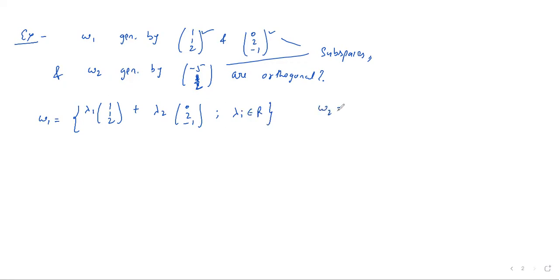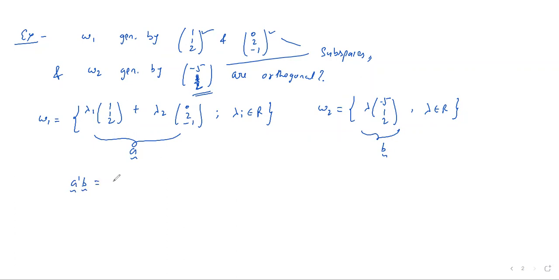Similarly for the W2 subspace, every vector in W2 can be written as a linear combination of this vector, because this is the generating set of the subspace. So it can be written as lambda times (minus 5, 1, 2), where lambda belongs to R. So these are my two subspaces, and every vector in them can be written as a linear combination of these vectors. Let's say I am considering this as A and this as B. We have considered these two vectors, so let's find out this A dash B.